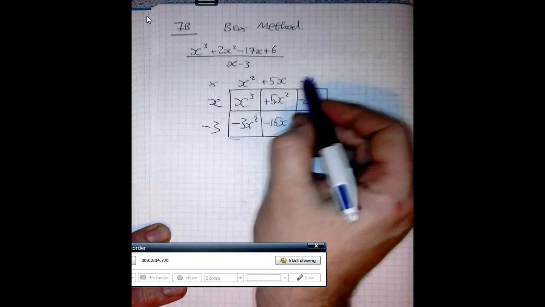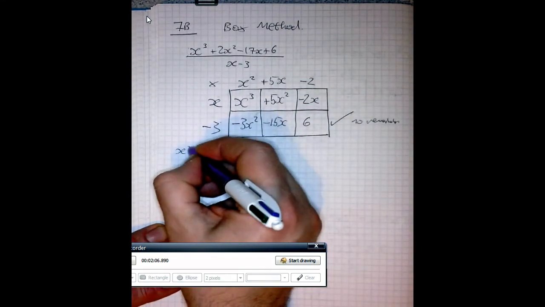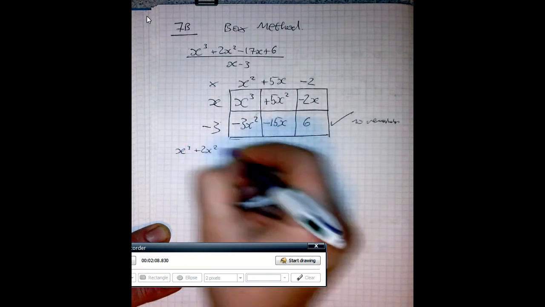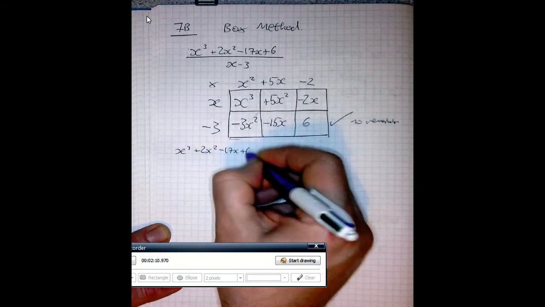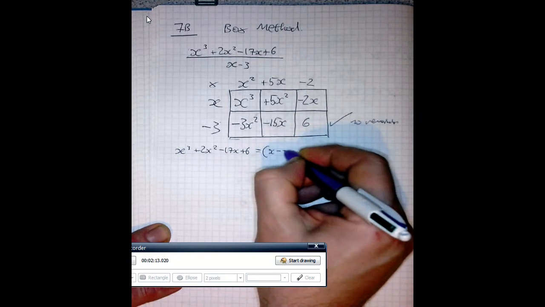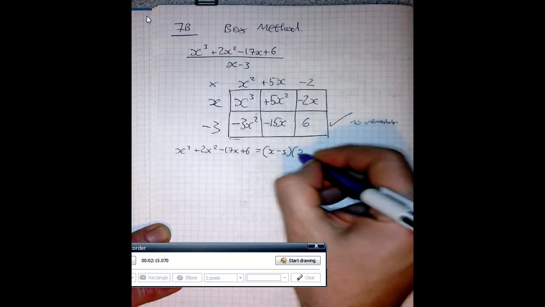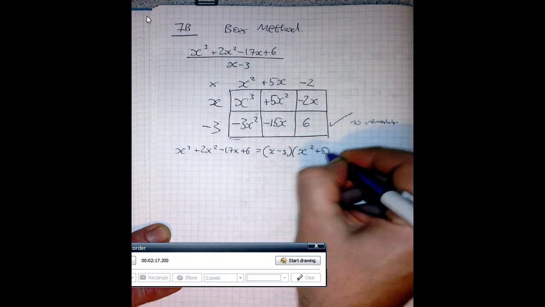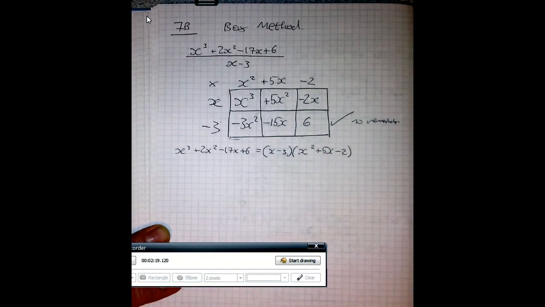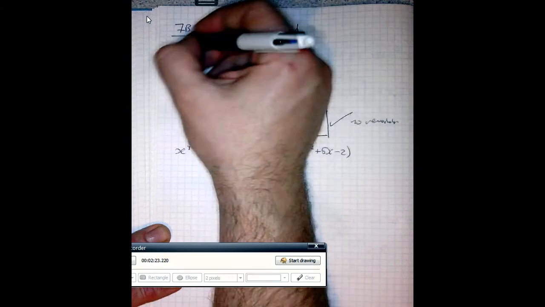So there's my quadratic factor. So x cubed plus 2x squared minus 17x plus 6 equals x minus 3 multiplied by x squared plus 5x minus 2. That was example 2.